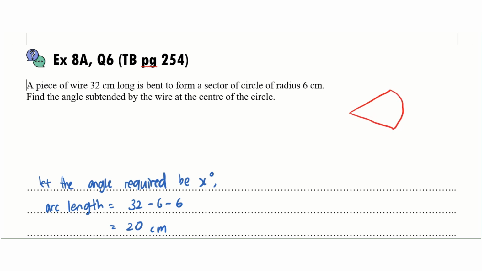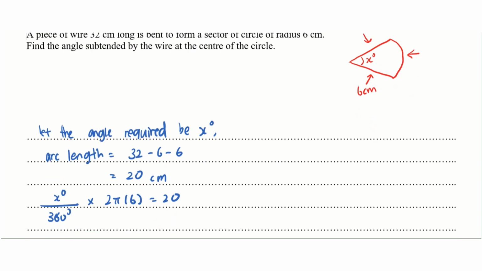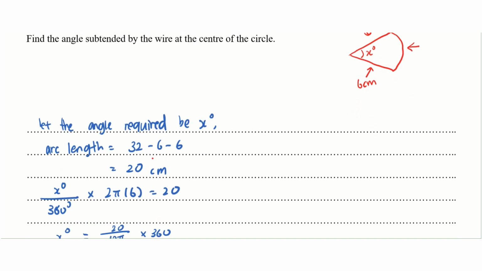So this sector of the circle comprises two radii as well as the arc length. The radius is given to be 6 cm each. So the 32 cm of wire is made up of the 6 cm radii as well as the arc length, and we can form an equation out of that. We will let the angle that we want to find be x degrees. So the arc length is actually 32 minus 6 minus 6, which is 20 cm.